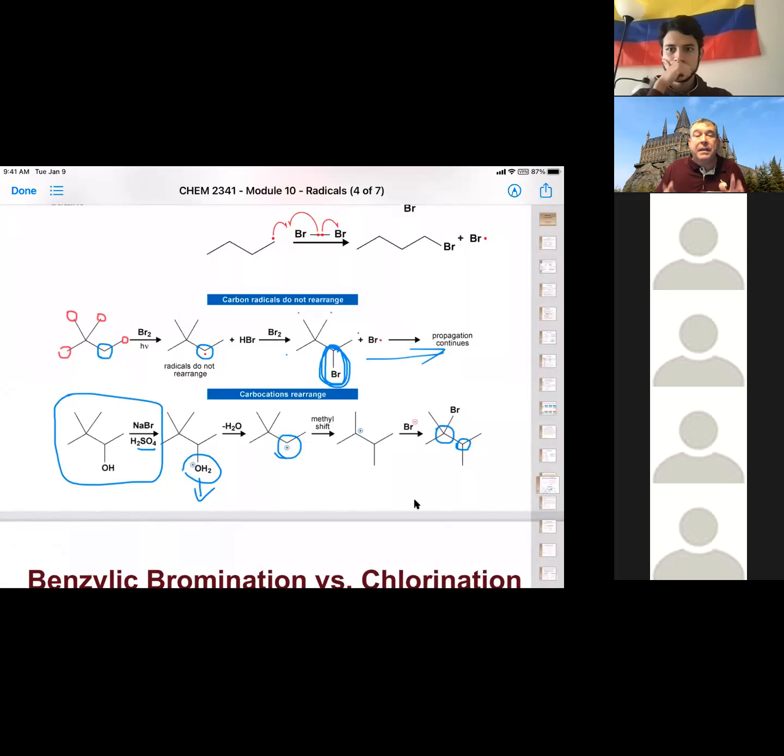There are also ways to do this where we have radicals in conjugation. They're allylic or benzylic radicals, and those happen more readily, those happen faster, because they are stabilized. They can stabilize that radical over multiple positions.